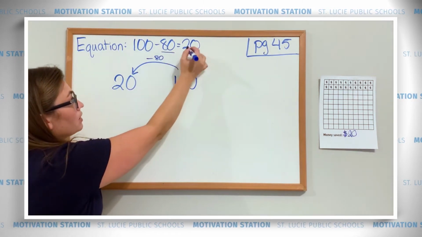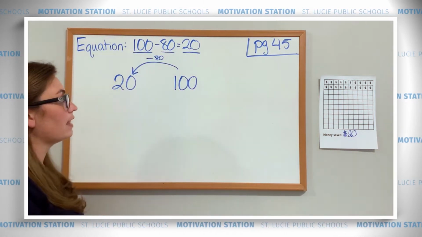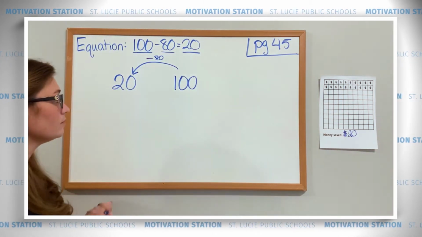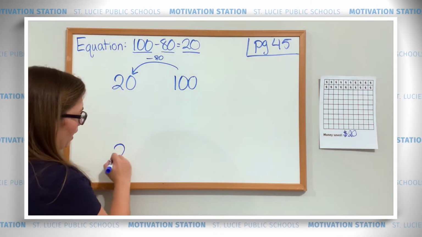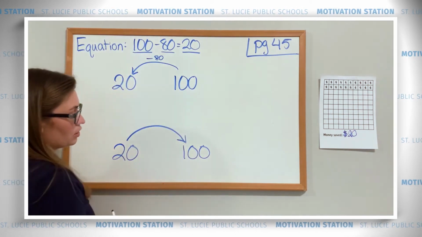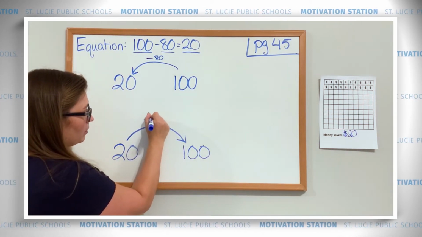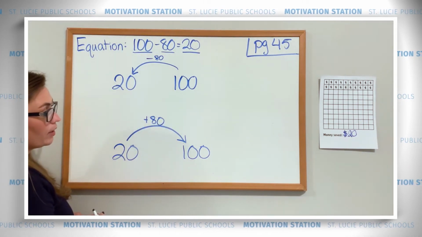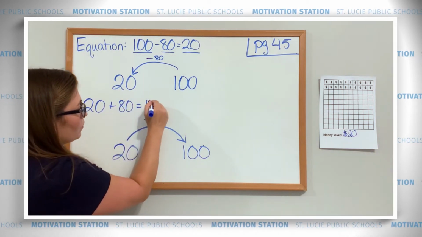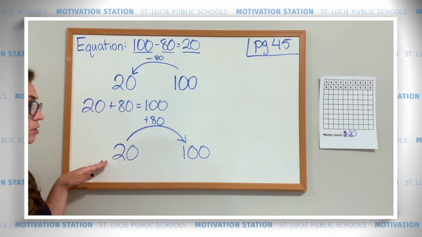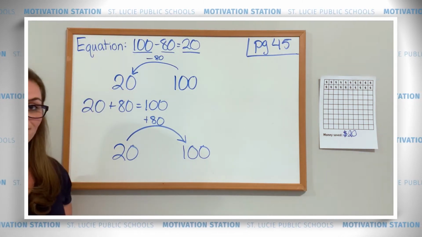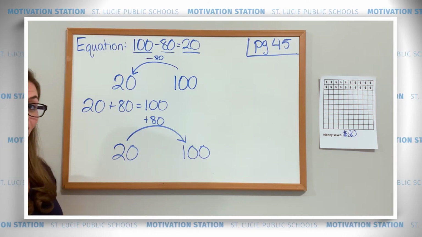We have a part, and they make a whole together. So a whole minus a part equals the other part. If we were going to do addition, we would have our 20, and we know that we need to get to 100. The question is, what does our jump need to be to get there? Well, that would be plus 80. Our equation for this would be 20 plus 80 equals 100. You can choose whichever makes the most sense to you, whether it's subtraction or addition. Go ahead and fill out your page now.